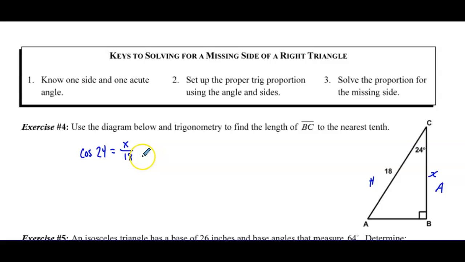And I have my equation set up. So to solve it, multiply both sides by 18. That's my exact answer. And so as an approximate answer, I get 16.4. Okay, so that's exercise 4.